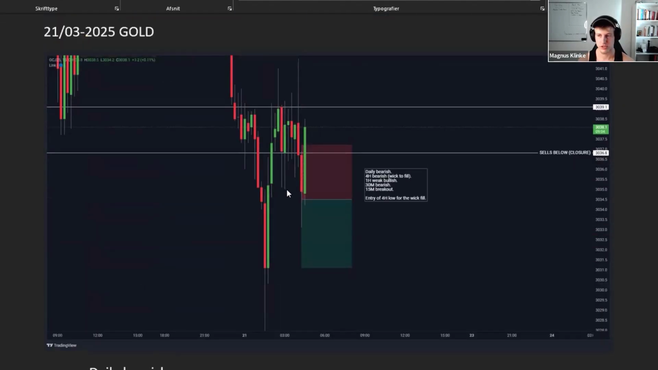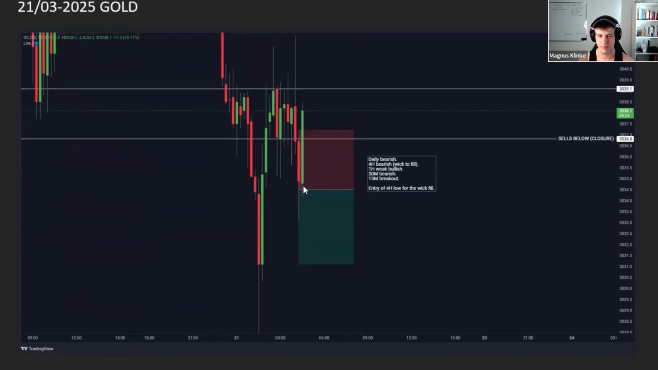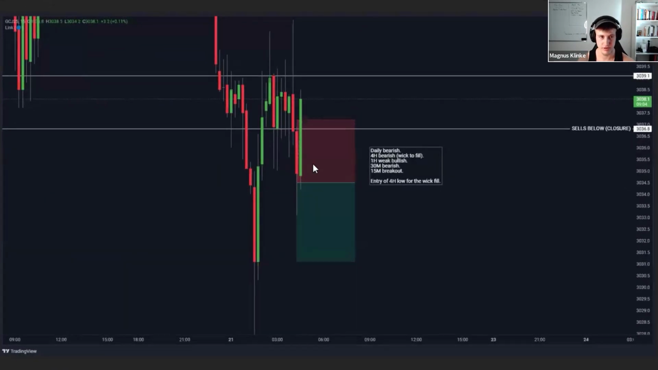Yeah, good trade. This was the 21st, and this happened at 3:15 in the London session here. We had a daily that was bearish. We had a 4-hour time frame that was bearish. We had a wick to fill, and I guess that's the wick right here.